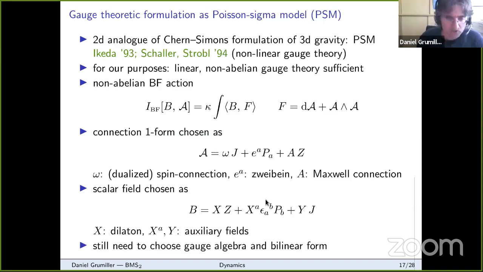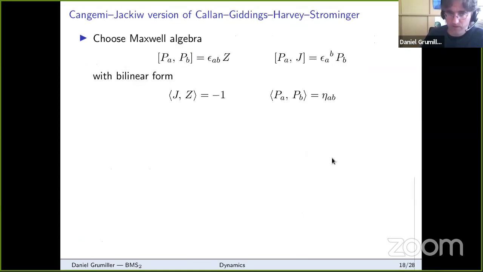Okay, so at this stage, we still need to choose some gauge algebra and the bilinear form. So what I've said so far is somewhat general. It applies to any non-abelian BF theory that has a gravity interpretation. There are not so many of them, but there are different ones. For instance, the Callan-Giddings-Harvey-Strominger-type Chamseddine-Teitelboim model is one example. And here we're not interested in that, so I need to specify what we choose to not get it. Instead, we want the Kangemi-Chakif version of the CGHS model.